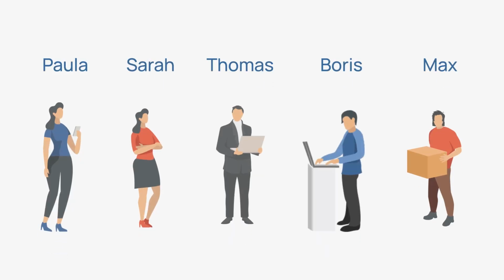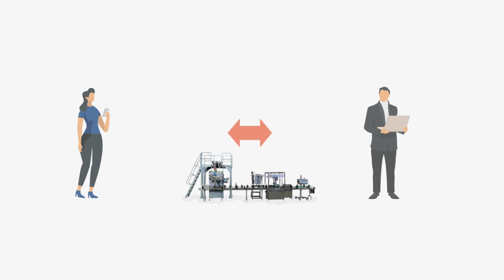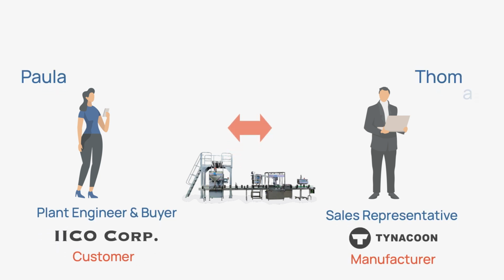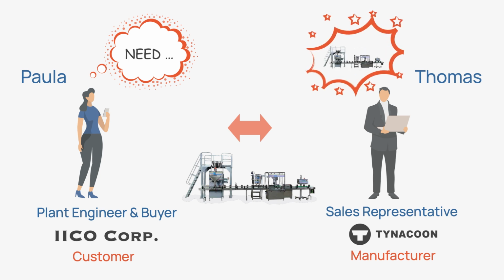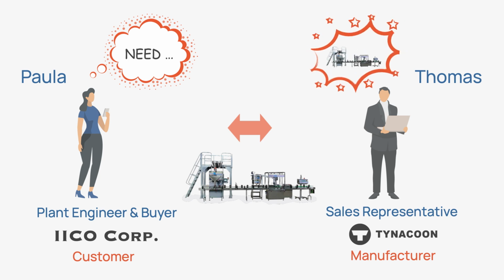In the following presentation, we will get to know the individual protagonists from both companies and their processes, both in Tyne-Kuhn's sales department and in the IICO Corporation's buying center. Firstly, let's look at the sales interaction between Paula and Thomas. Paula is the customer in our example. Her counterpart is Thomas. He is a sales representative at the manufacturer Tyne-Kuhn.